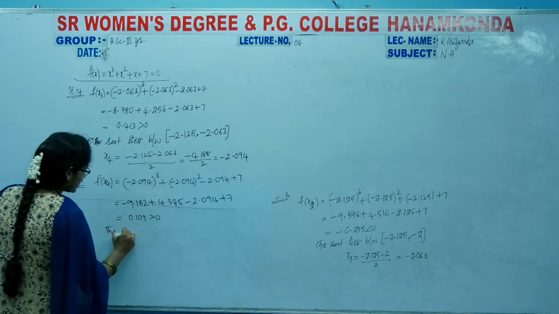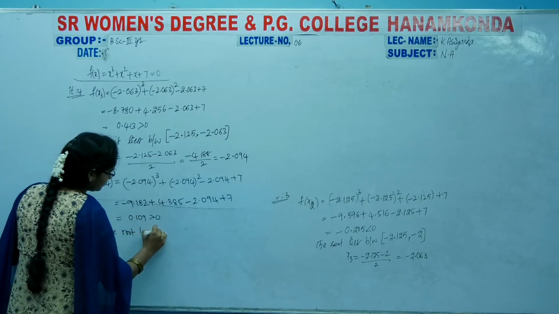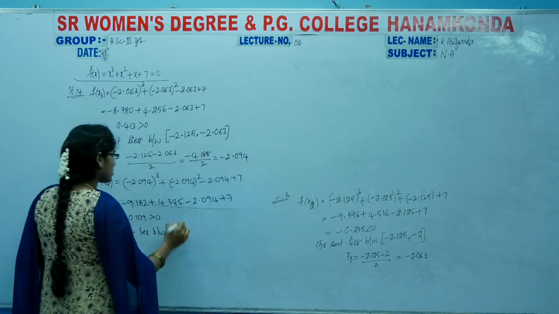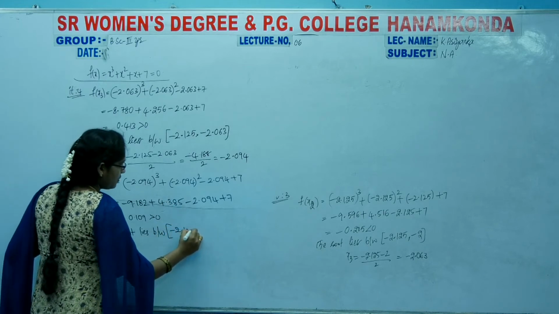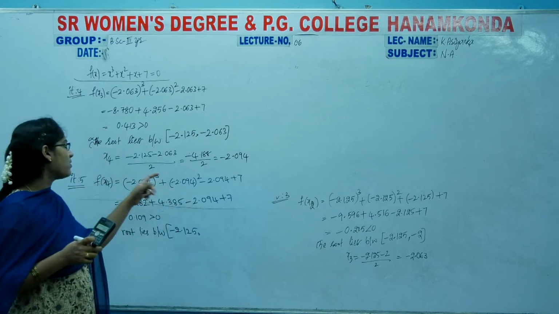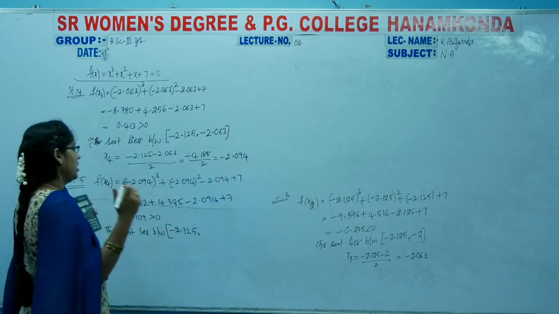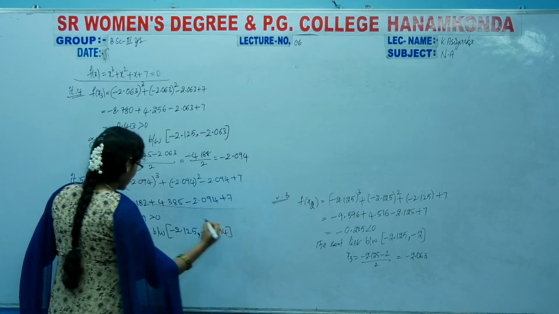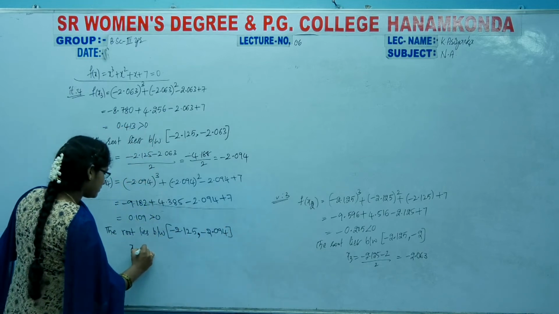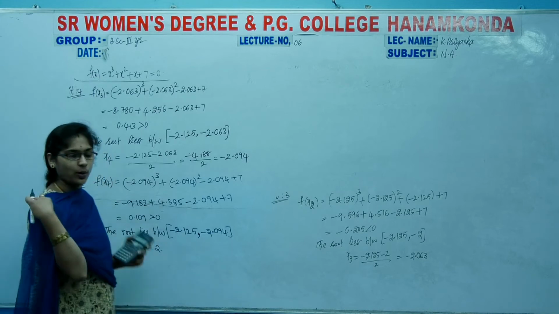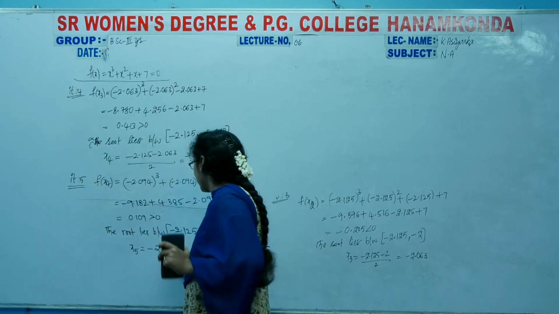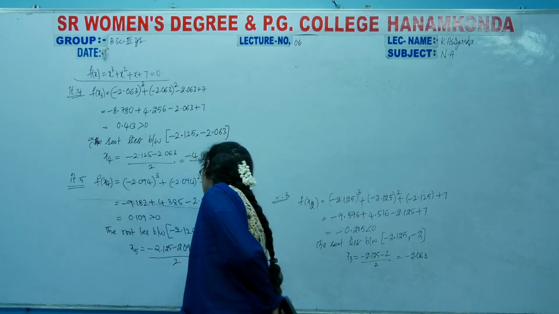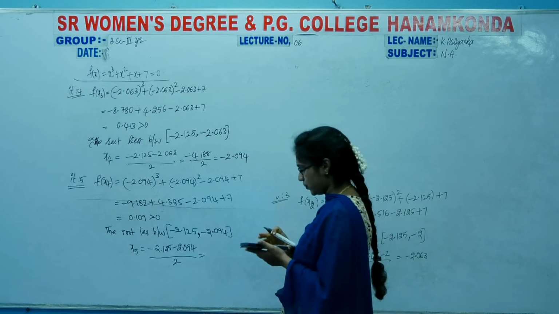So now here we can say the root lies between, here it is negative and it is positive now. So first of all, negative means minus 2.125, and for the positive, here I have to take minus 2.094. Okay. Next we have to calculate x5. x5 is (minus 2.125 minus 2.094) by 2. Now just add it and divide by 2.